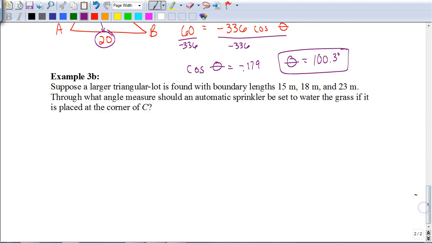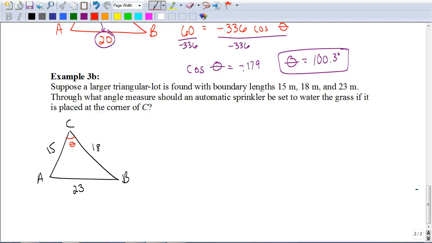Let's look at another one. This time again, they should have given you a triangle here, labeled A, B, and C, where this is 15, this is 18, and this is 23. And we're trying to find the measure of angle C. So why don't you see if you can try this one on your own, applying what we just talked about in the previous example, to find the measure of angle C. Pause the video and hit play when you're ready to check to see if you got the correct answer.